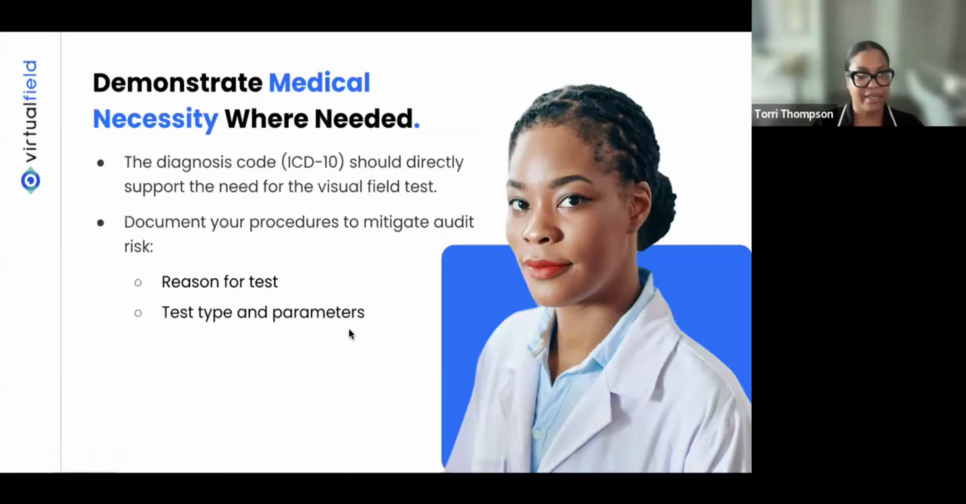Number 2 is the test type and parameters. You want to specify the exact test that's performed, whether it's a visual field 24-2 or any type of test. You want to specify what test you administered. Third, you want to let us know who administered the test. You can include the name or the initials of the technician, but we need to know who administered the test.